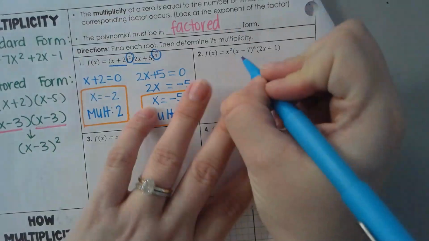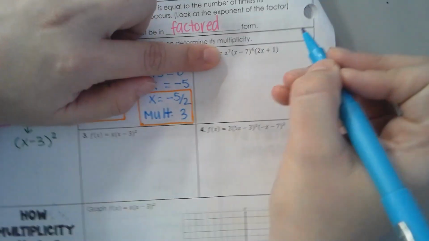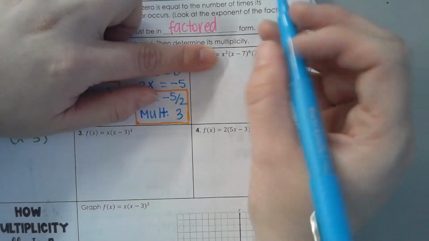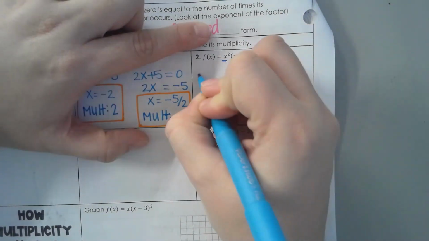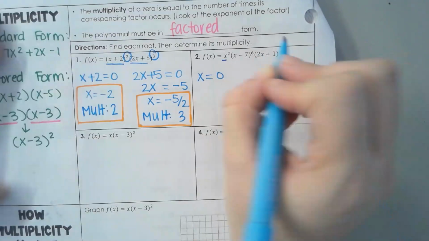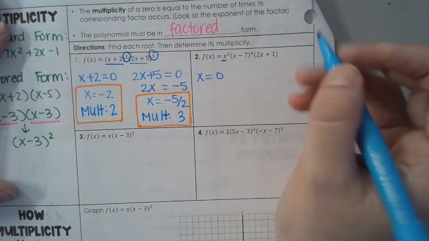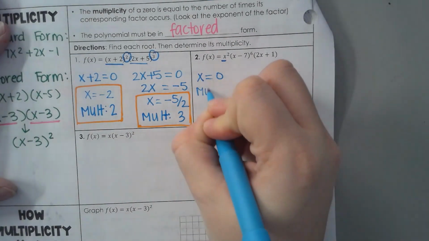So number 2, this x squared that's in the front, I still treat that like it's its own factor. So I have the x equals 0, but there's nothing to add or subtract. What's my multiplicity? 2.